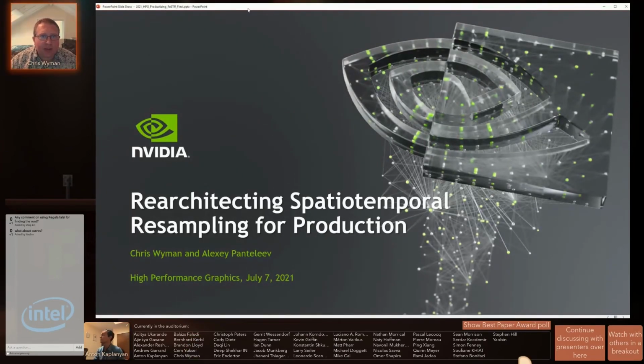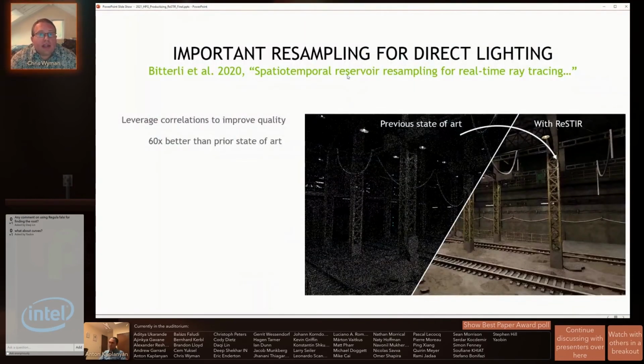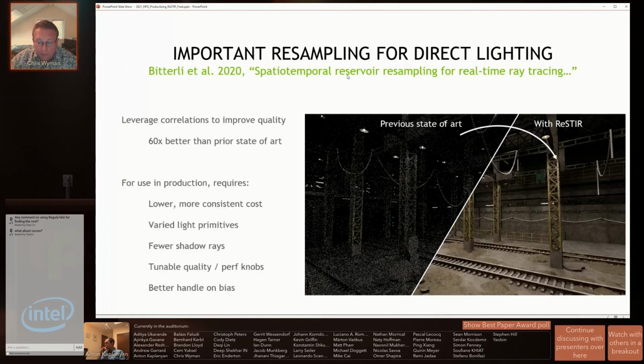So today I'm going to talk about rearchitecting spatiotemporal resampling for production, which is joint work with my co-author Alexey Panteleev. And as Yaobin said last year at SIGGRAPH, a bunch of us introduced this notion of ReSTIR, or spatiotemporal reservoir resampling. The basic idea of ReSTIR is to leverage correlations to improve sampling quality. And for direct lighting, we got about 60 times better than prior state-of-the-art, as shown here.